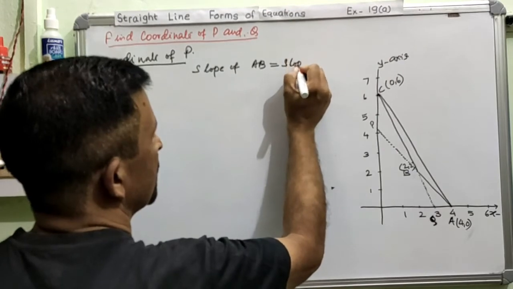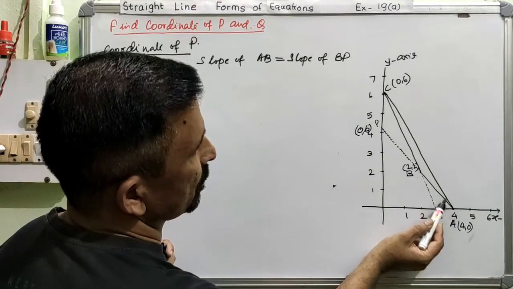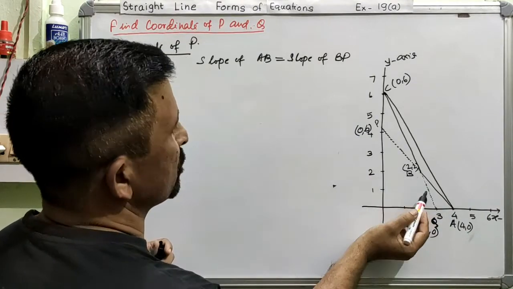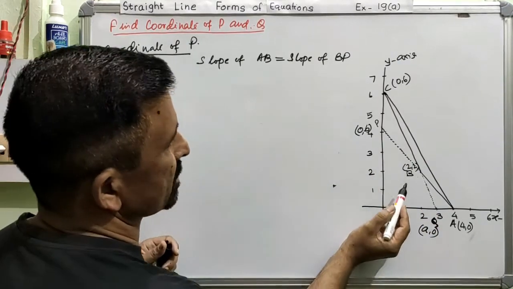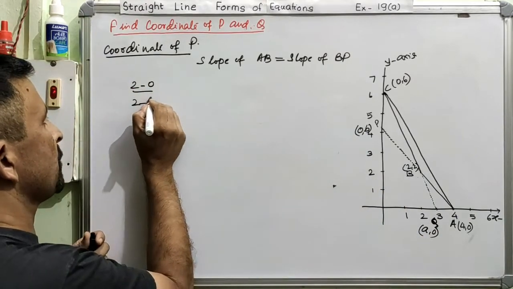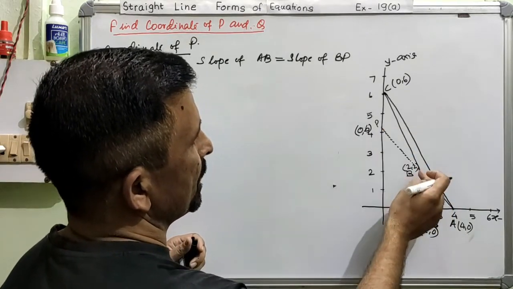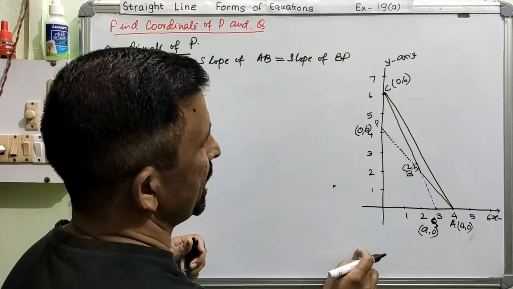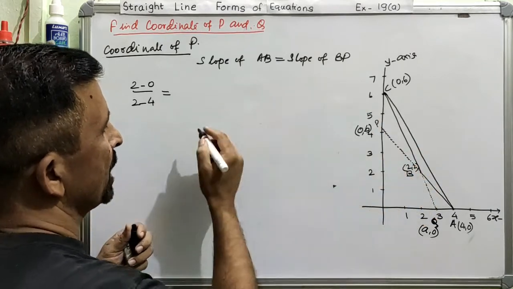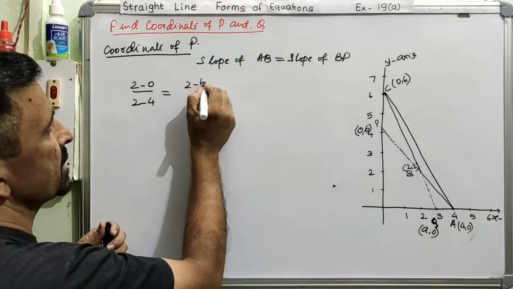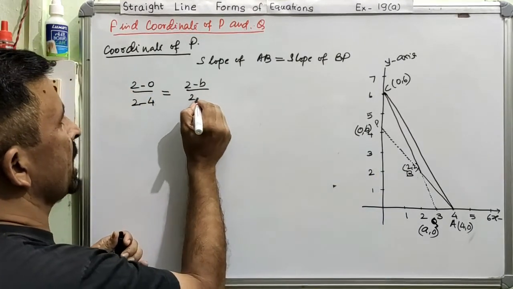Now use these two coordinates. Y2 minus y1, so 2 minus 0, divided by x2 minus x1, so 2 minus 4. This became the slope of AB. Now the slope of BP is 2 minus b, y2 minus y1, and then x2 minus x1, 2 minus 0.